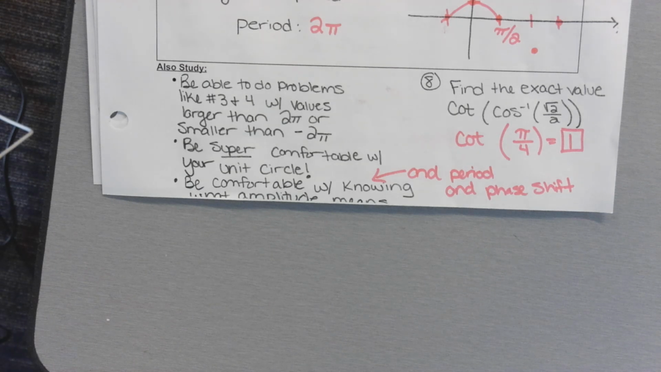Be comfortable to do problems like 3 and 4 with values bigger than 2 pi or smaller than negative 2 pi. Usually those are the ones that bother people when it's a really big value. Make sure you divide in and you think about what the mixed number would be. Be super comfortable with your unit circle. If you're not, then it would go on my note card. And maybe even if you are, if you think it'll take off some anxiety, then maybe it goes on there for that reason, even if you know it.